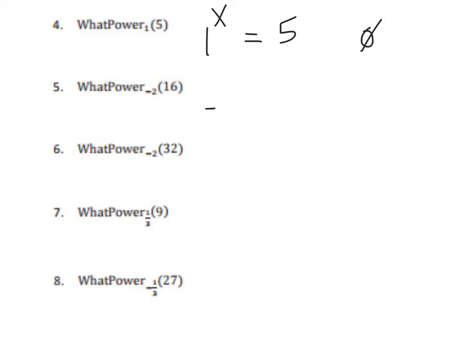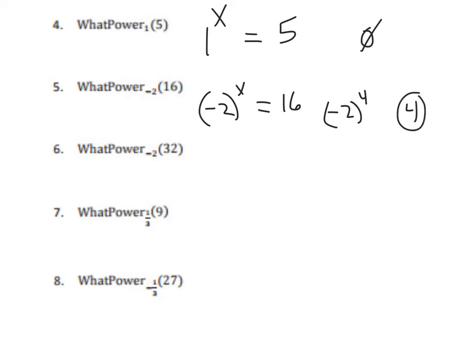Negative 2 to what power is equal to 16? Now you might say, oh, there's nothing I can do times negative 2 to get there, but yes, there is. If I do negative 2 to the 4th power, negative 2 times negative 2 is positive 4. Times negative 2 is negative 8, and then times another negative 2 is positive 16. It works, so your answer, 4 on that one.